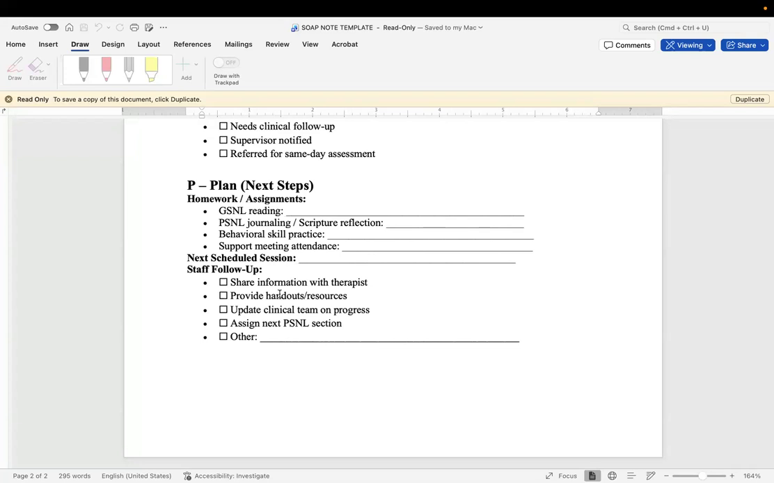The behavioral skill practice, this is a great thing for you to be able to remind yourself and them of, hey, remember your box breathing today, or remember how you're going to practice forgiveness or gratitude. It's a great one of, hey, remember you're going to be working on gratitude. So write 5 things you're grateful for. Those kind of things. And then support meeting attendance.